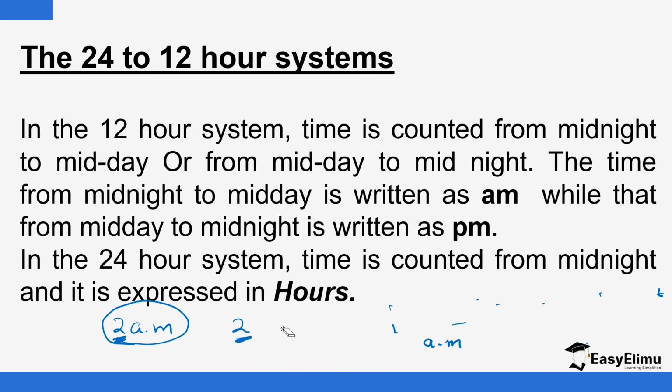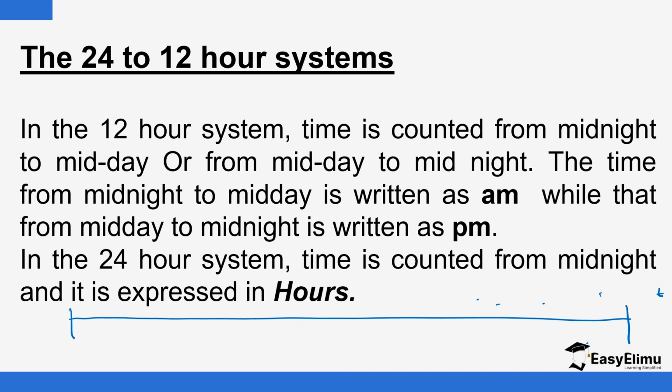However, when it comes to the 24-hour system, we treat a whole day as one. It's different from the 12-hour system. The day is treated as one single day, starting from midnight, so we have 24 hours. In the 24-hour system, time is counted from midnight, and it is expressed in hours.